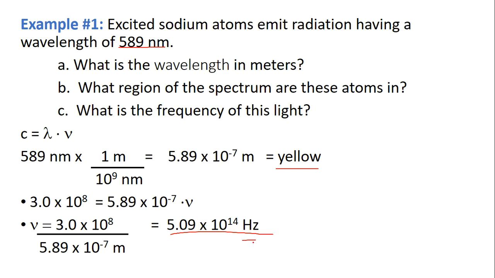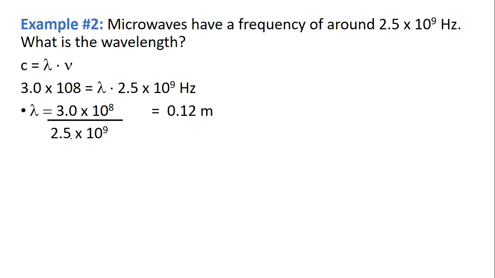Remember the units here are hertz, which is 1 over seconds. We have 3 significant digits because 589 had 3 significant digits. The 3 times 10 to the 8th is a definition, so that is not what we use to determine our significant digits. That's considered infinite. Another thing to notice is that whenever you do this equation, the 3 times 10 to the 8th is always going to be on the top, because you're either going to divide by the wavelength or the frequency. Let's see that in action here.